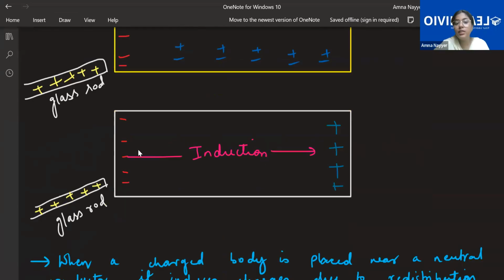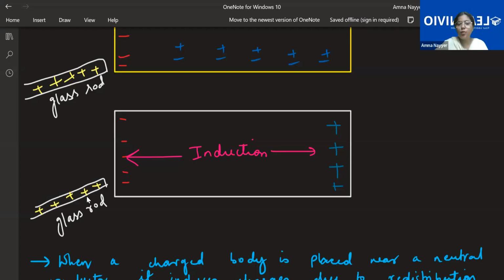Basically, you are inducing charges. We haven't started with electromagnetism. In electromagnetism, the topic induction will come again, self-induction, mutual induction. So this is an important topic, a very important topic.